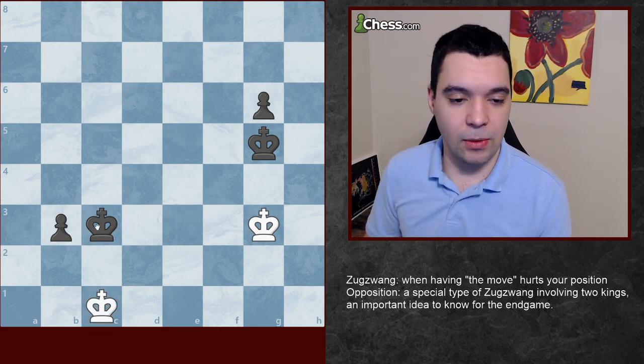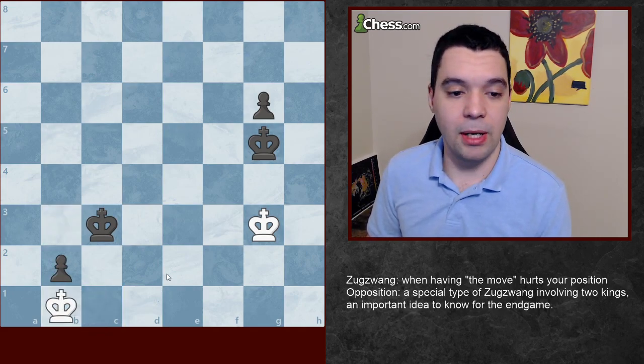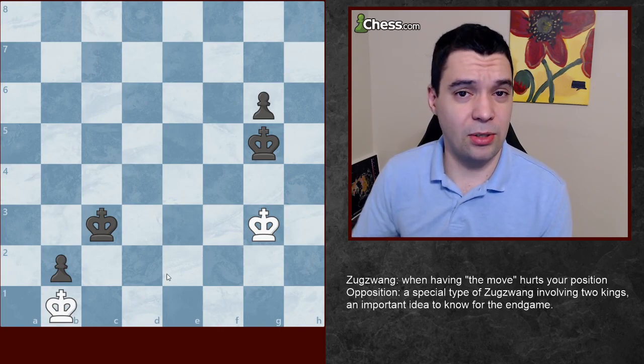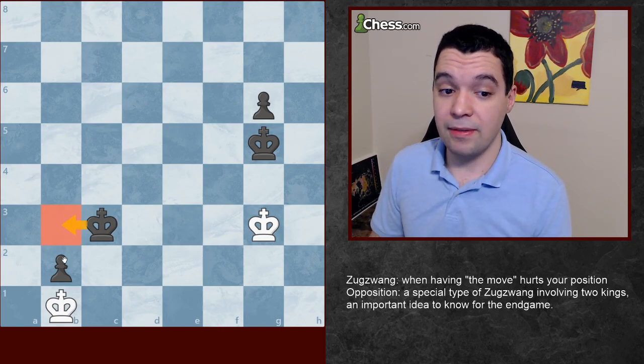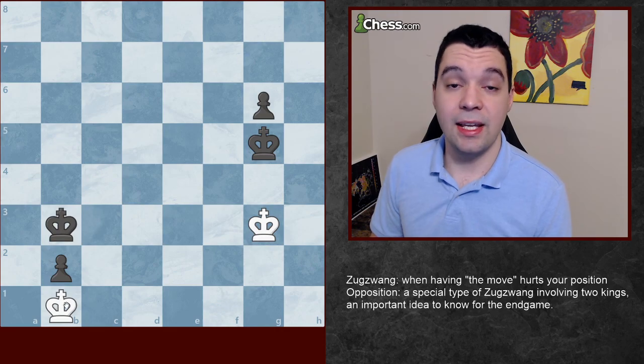Black is sick of this. He wants to keep pushing. I step in front of the pawn, and you'll notice something very peculiar here. Black's only way of defending this pawn puts my king in stalemate.